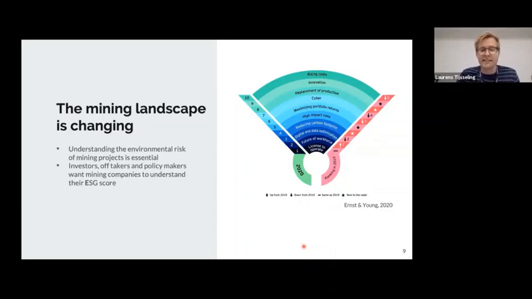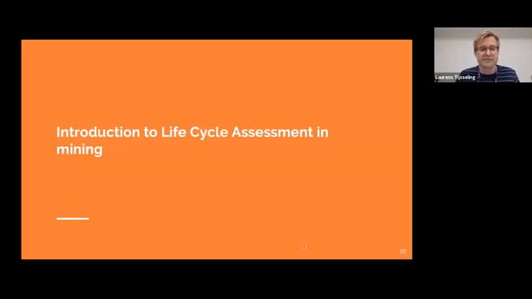I've highlighted the E in this case because what I've noticed in the last few months is that the social and governance factors are relatively well understood, but from an environmental perspective, mining companies aren't really sure how to do it. And we think that with life cycle assessment, there is a very good opportunity for mining companies to understand their environmental footprint. So let's start with the introduction to life cycle assessment in the mining industry.